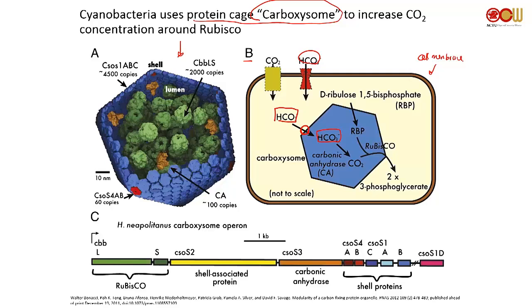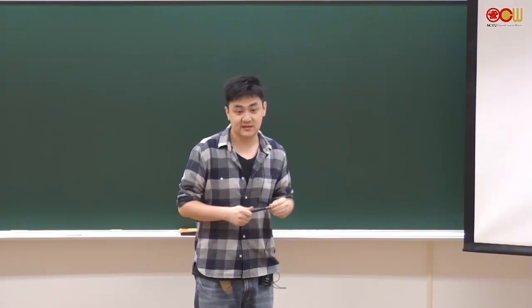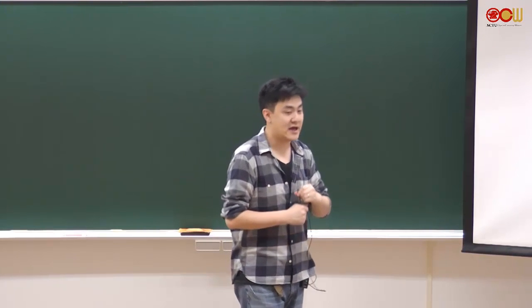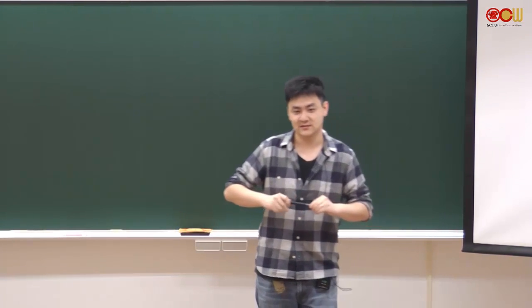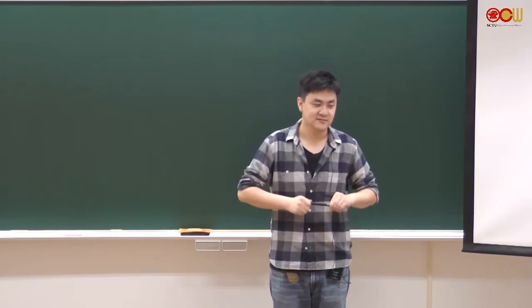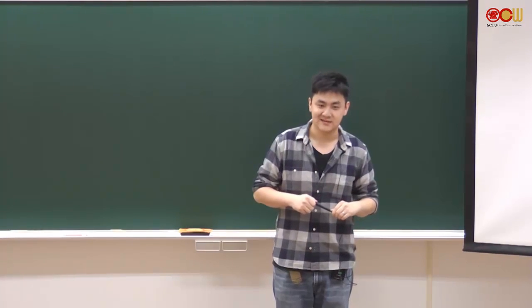And then once your bicarbonate is in with Rubisco, what you can then do is use carbonic anhydrase. Did we talk about carbonic anhydrase back in Biochem 1? It's one of the most efficient enzymes, okay? It has the highest kcat over km. Do you guys remember kcat over km is called what? There's a term for it. Kcat 除以 km.